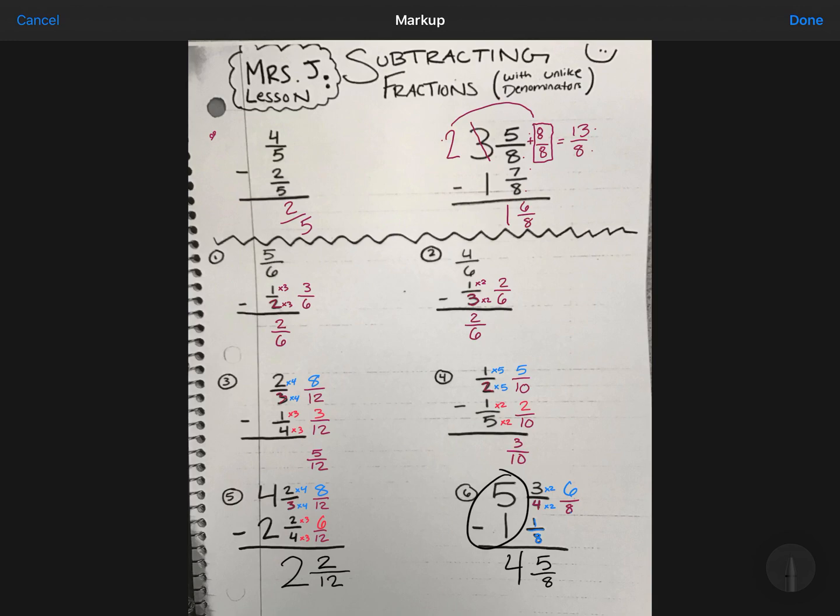On your homework today, I would like for you to pick 5 from one side and 5 from the other side. If you feel like you want more practice, go ahead and do all of the problems. But tomorrow, when I look at your homework, I'm looking for 5 on one side and 5 on the other.